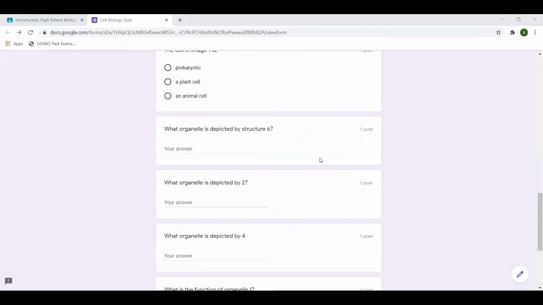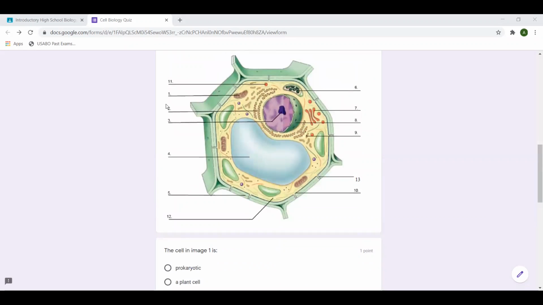What organelle is depicted by 2? So 2 is here. As you can see, it's going to be the endoplasmic reticulum, because it's along the nucleus, and it also spans a large part of the cell, kind of covers all around the nucleus. You can tell it's the rough endoplasmic reticulum because it contains these little dots on the outside, which are the ribosomes, or where the ribosomes are. So that's why this is the rough endoplasmic reticulum.